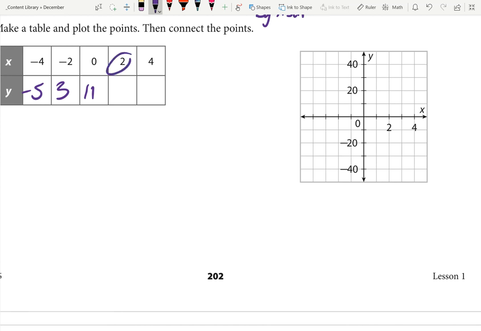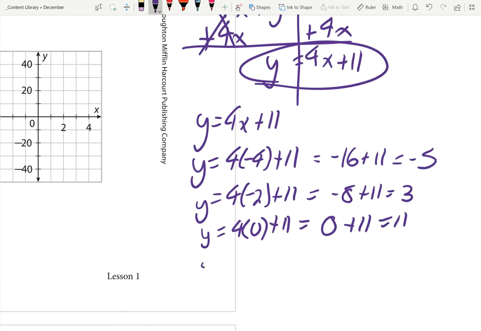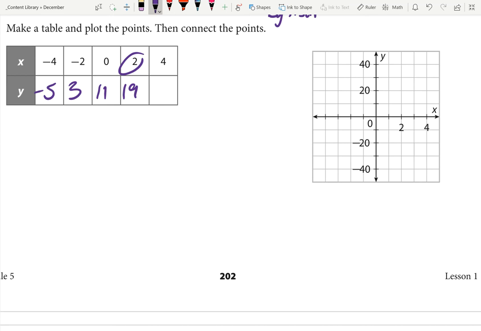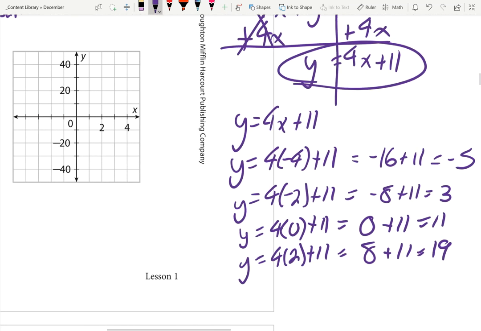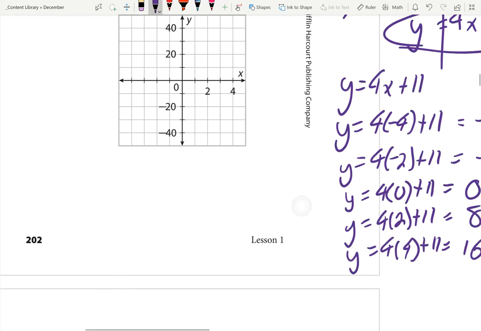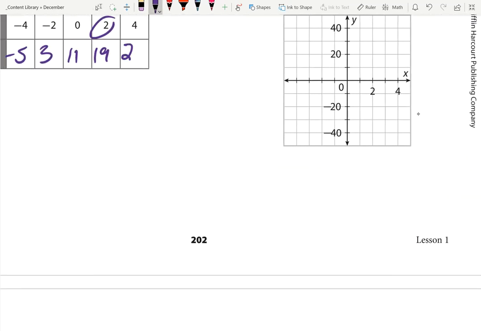Now we'll plug 2 in. So when I plug 2 in, we have y equals 4 times 2 plus 11. 4 times 2 is 8, and 8 plus 11 is 19. And then we plug 4 in, the last one. Y equals 4 times 4 plus 11, which is 16 plus 11, which makes 27. So the last one there is 27.